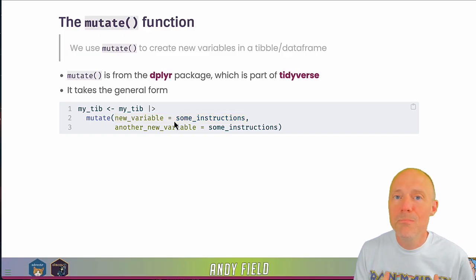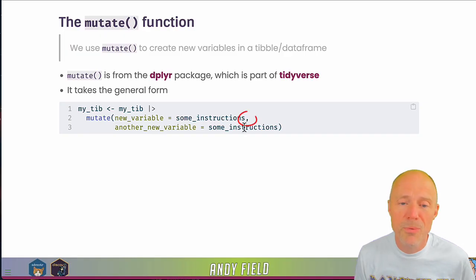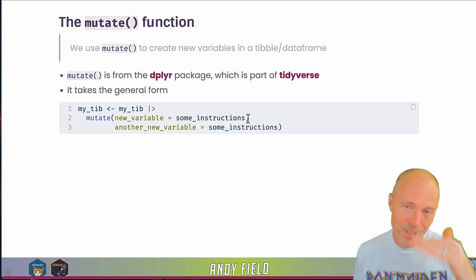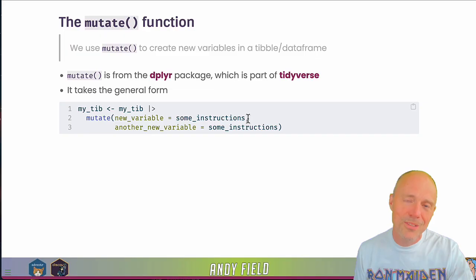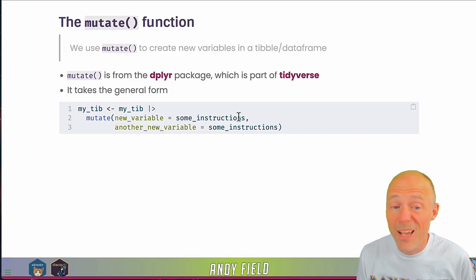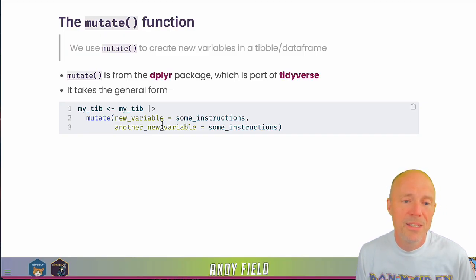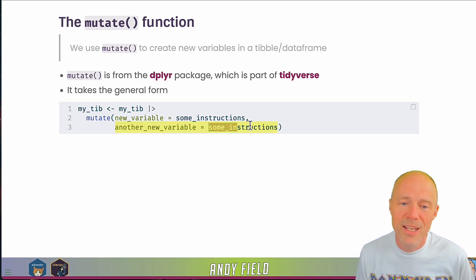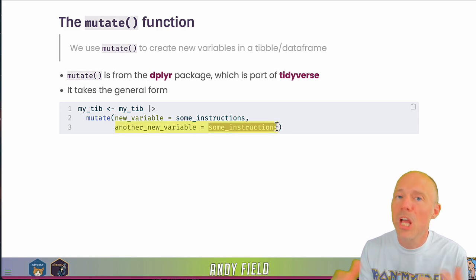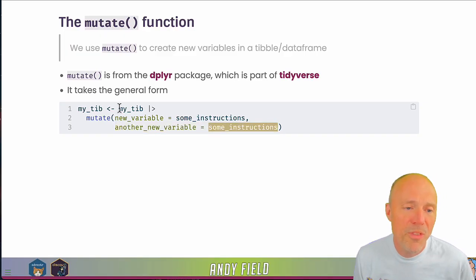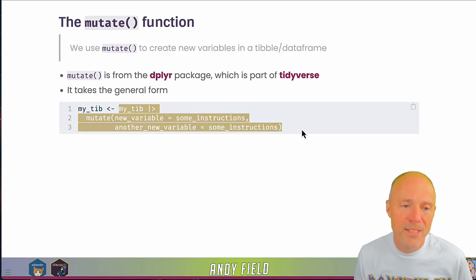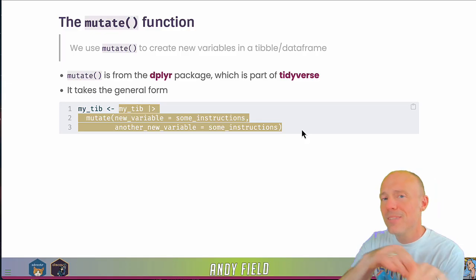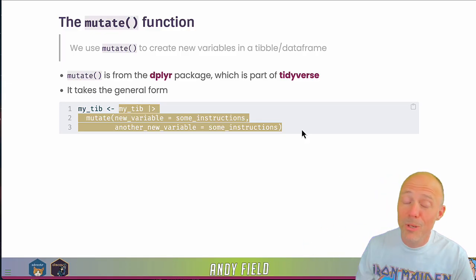And if you want to create multiple variables at the same time, we separate them with commas. In terms of reading your code, it's good to have each new variable on a new line. You don't have to do that as long as they're separated by commas. So here we're creating two new variables. I've named my second new variable another new variable, and then an equal sign, and then I would have some instruction, some code that tells R how to create this new variable. This part of the code is basically saying, take my existing data, send it to mutate, and then within mutate, create a couple of new variables for me.